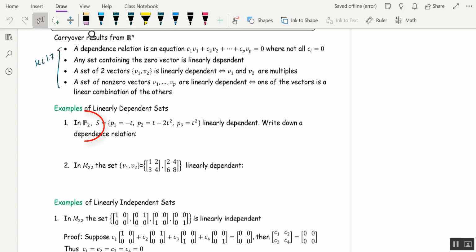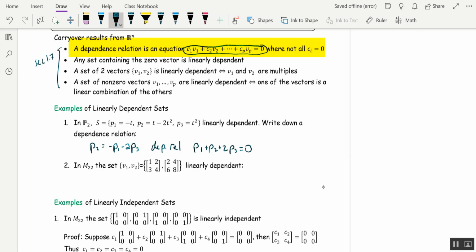So in P2, which is the set of polynomials of degree less than or equal to 2, I've got 3 polynomials here, and my claim is that those are linearly dependent polynomials. Write down a dependence relation. All right, well, we can see just by inspection that P2 is negative P1 minus 2P3. So a dependence relation would be P1 plus P2 plus 2P3 is 0. A dependence relation is an equation of that form where not all the coefficients are 0.